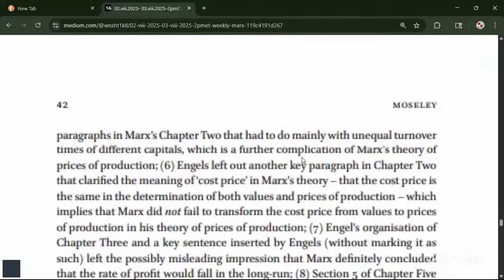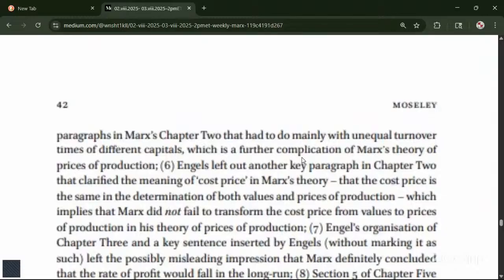Number six, Engels left out another key paragraph in chapter 2 that clarified the meaning of cost price in Marx's theory, that cost price is the same in the determination of both values and the determination of prices of production, which implies that Marx did not fail to transform the cost price from values to prices of production in his theory of prices of production.